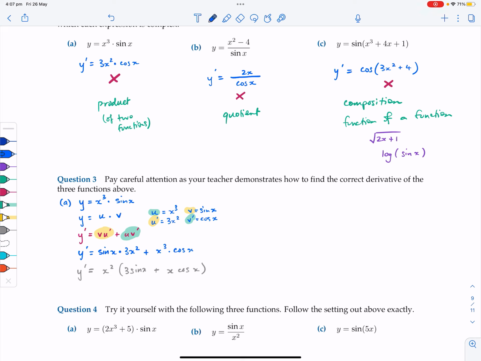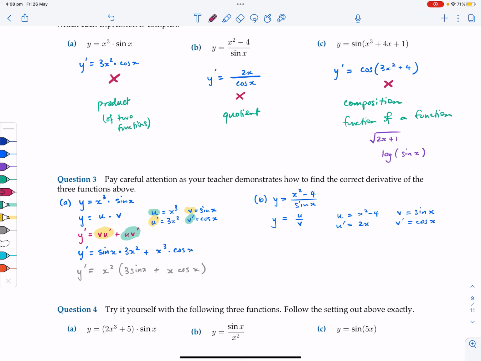Okay, so there we go. That's a correct way to get the derivative of a product. You write y equals u times v, you write out what all these are, and then you apply this, well, you write that and then apply that, okay? B, so I've got y equals x squared minus 4 over sine x. So that's y equals u over v, it's a quotient, right? u equals x squared minus 4, v equals sine x. u dash is 2x and v dash is cos x.